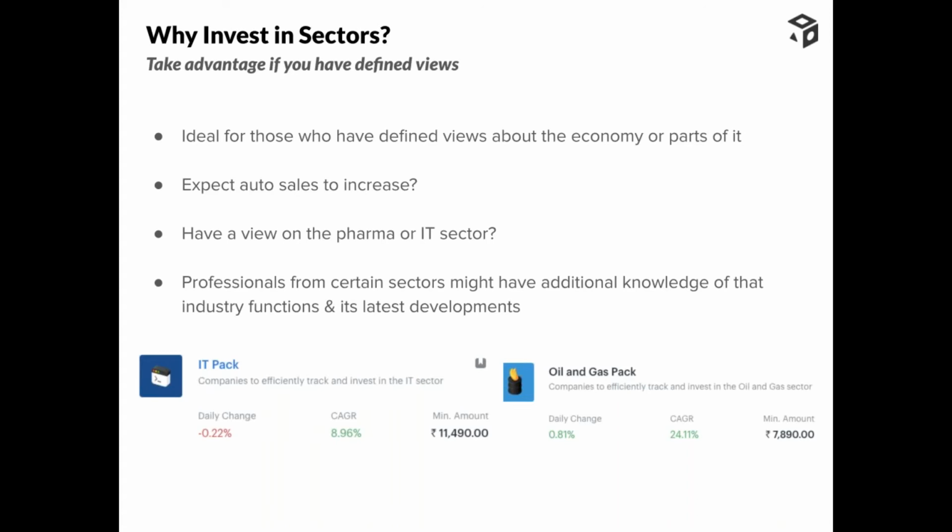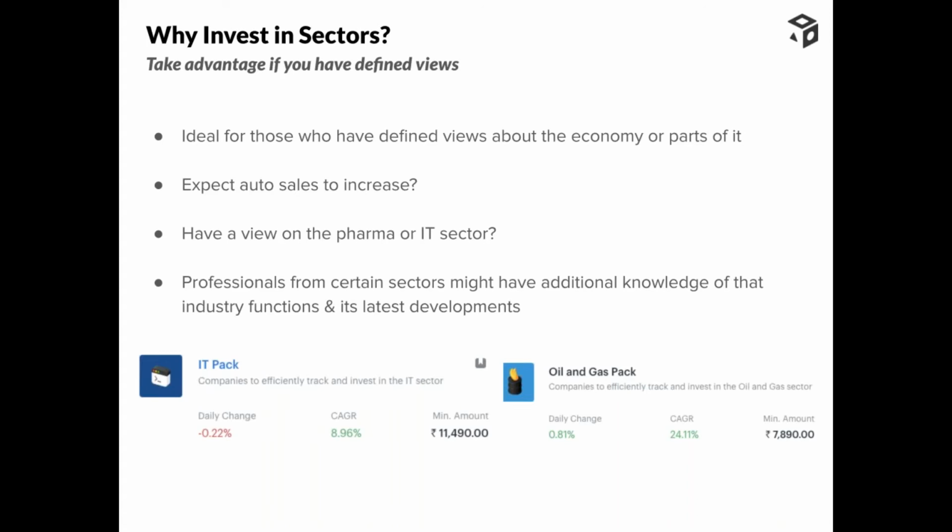So that's what sectors allow you to do. They allow you to take a view on the broader segment of the market. This way of investing is actually ideal for people who have a broader expertise or understanding of a particular domain.